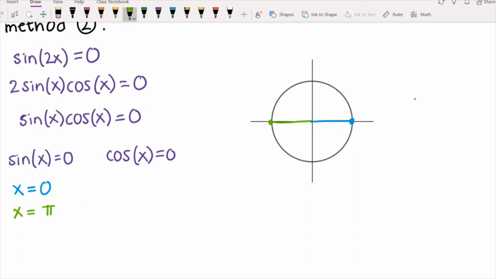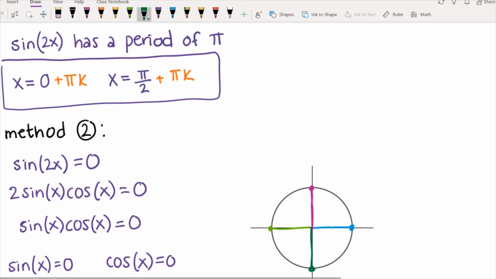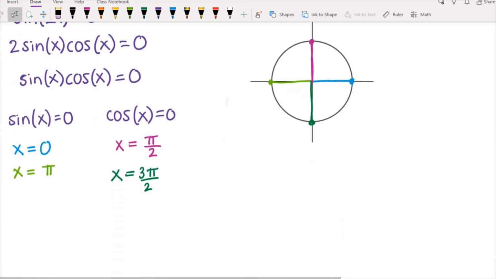And then if we're solving cosine of x is equal to 0, one place where that's going to happen is at pi over 2. So that's one solution. And then another solution would be at 3 pi over 2, right? That's another place where cosine is equal to 0. So if you look at these solutions, it might seem like, wait, in the earlier example we only had 2 solutions. In this one, we have 4 different ones.